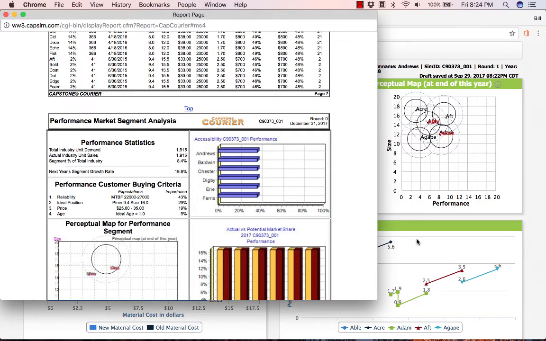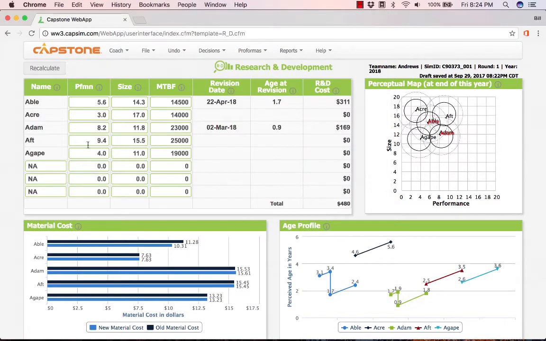So I'm going to jump back here to that, and we're going to look. That's aft. Where's my aft? Okay. So I'm going to leave this at about 9.4 in terms of performance. And I'm going to actually decrease my size a little bit. Well, let me decrease it to 15.4. Okay. And I'm going to keep my reliability right up there at 25,000 because that's what they're really interested in.